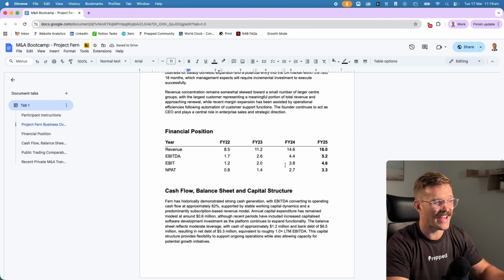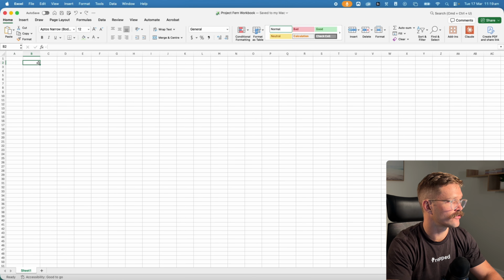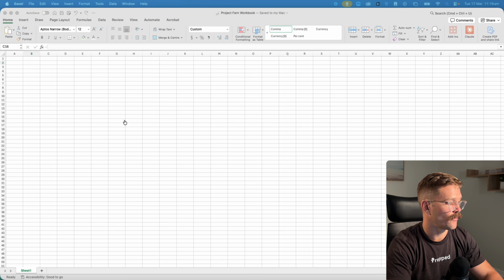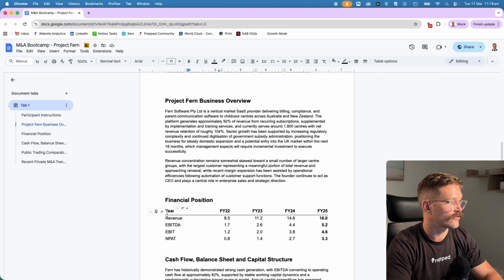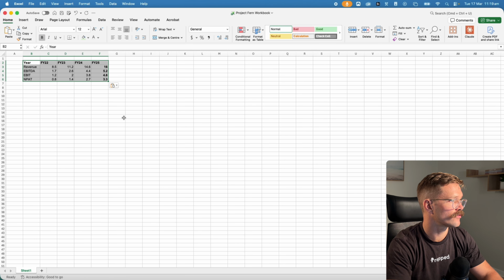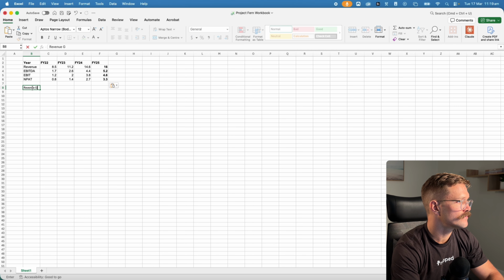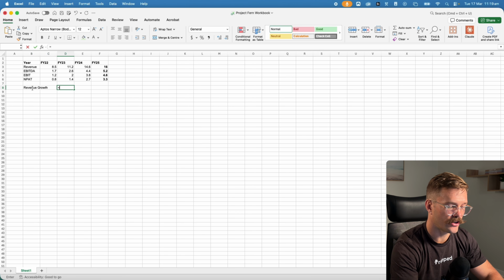Again, we're not doing a full-blown model, but we do need this to be able to calculate some of the things. So first, let's just copy and paste this whole thing. Hopefully that works. That works fine, cool. So let's have a look at revenue growth. Nothing the first year.